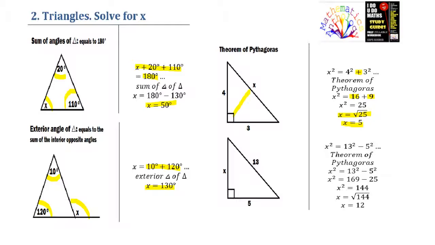Now you can also get x here. You can see my hypotenuse is 13. My hypotenuse is not x. When the hypotenuse is not x, we need to subtract in the formula here. So x squared will equal the bigger number, which is 13 squared minus 5 squared. 13 squared is 169, 5 squared is 25. So x will be the square root of 144, which is 12.